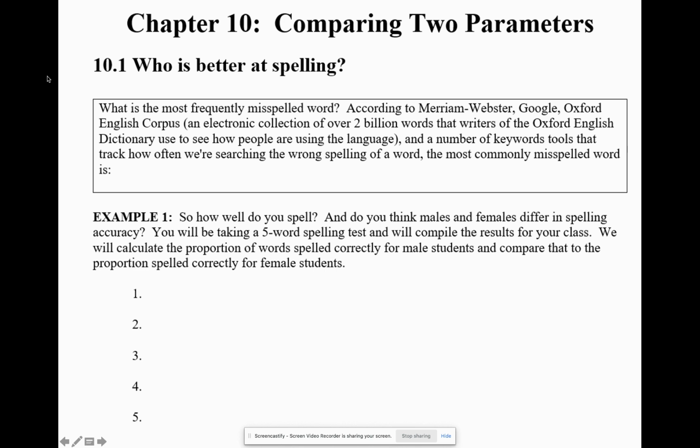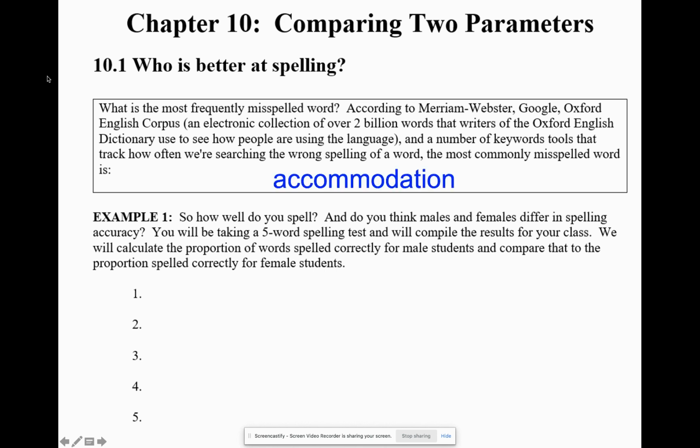So there is an online version of the Oxford English Dictionary that is used to track, with keyword tools and things like that, how often people are searching for the wrong spelling of a word. The most commonly misspelled word, according to them, is accommodation. So pause the video, make your best guess at how to spell accommodation, and then restart it when you're ready.